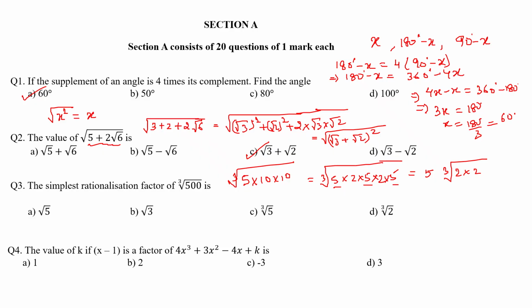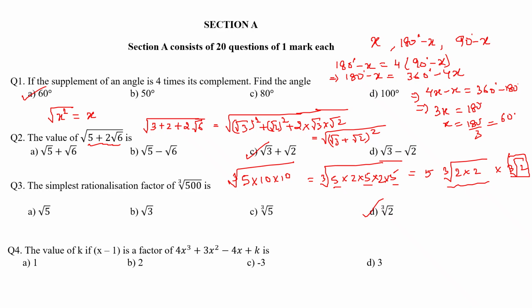Now rationalizing factor means what I will multiply such that this cube root of 4 will become a rational number. So now it's a cube root, it means I need a triplet of 2. But here one cube root of 2 is missing. So the number which I have to multiply will be cube root of 2. So D will be the correct option.